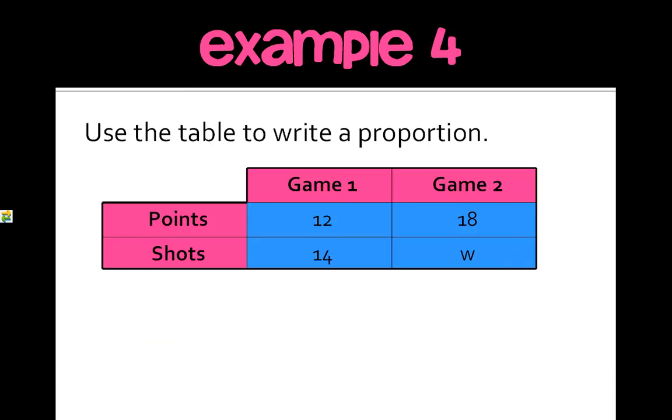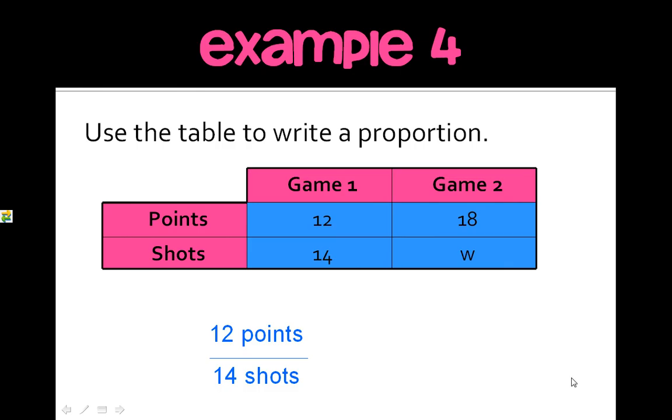Okay, here we're going to use the table to write our proportion. This one is fairly simple. We're not solving anything, we're just writing a proportion. So you want everything to match, and you want everything to be in order. So I'm going to just look at game 1. Our first ratio can be, okay, well, in game 1 you got 12 points with 14 shots. So, 12 points with 14 shots.